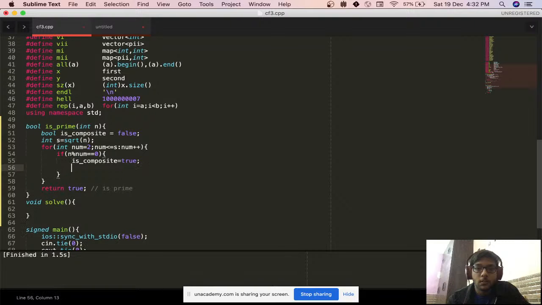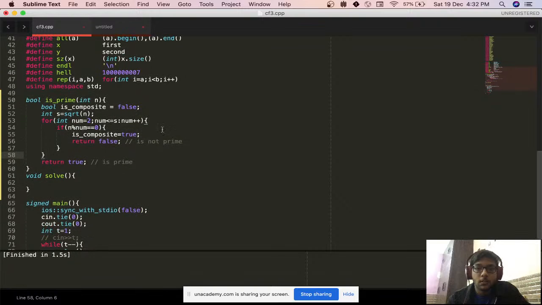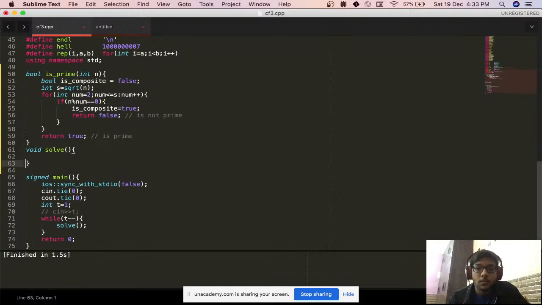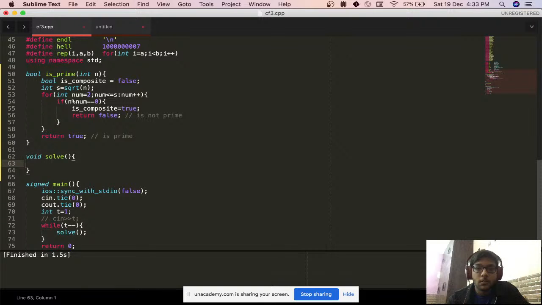So if composite is true, then it is not a prime, so we return false, it is not prime, because we checked for composite. And in the end, if we don't find any number which divides it, we say true, it's a prime number. That's all. Let's not run it right now. We can go ahead with the Sieve part.